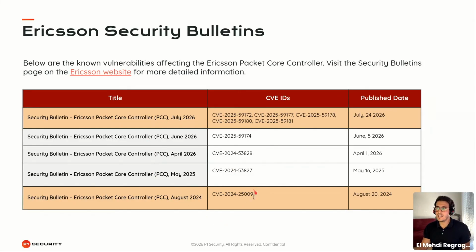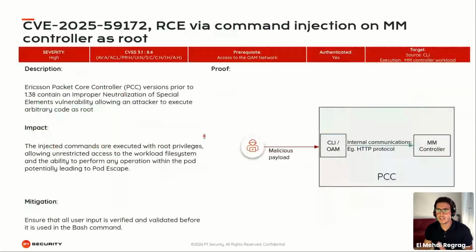What you see here highlighted in orange are vulnerabilities found by P1 Security and reported to the vendor via our MNO partners. I will take two examples of those as a case study to see where things can go wrong. The first one is a remote code execution. This is the last one that came out in the PCC, remote code execution on the mobility management controller. Remote code execution means that the attacker is able to send a payload, execute code remotely, and therefore take control of the network function.